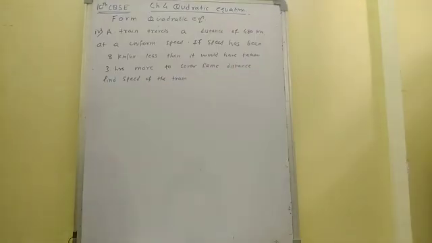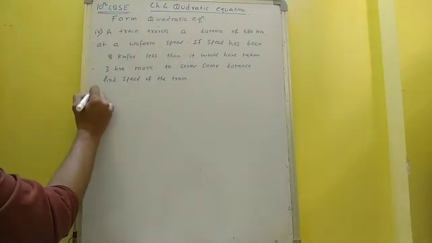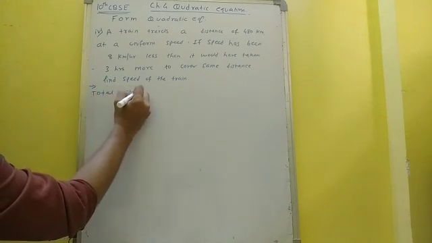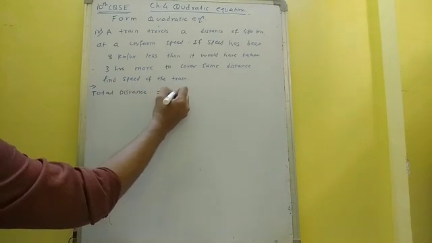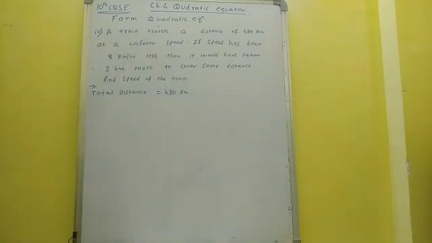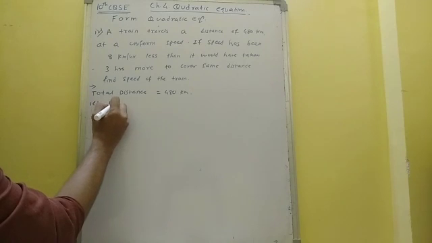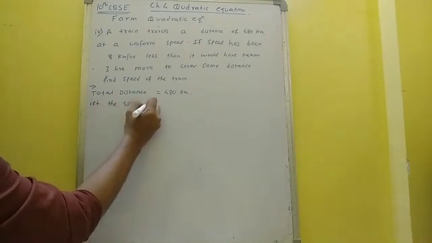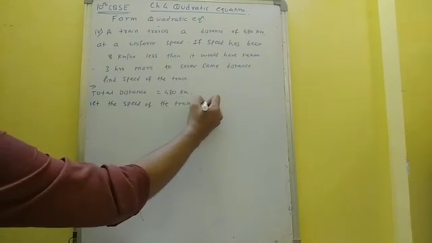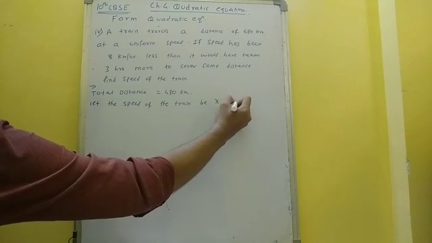Okay, the fourth question is, a train travels a distance of 480 kilometers. So total distance is 480 kilometers. Okay, and it is traveling at a uniform speed. We don't know about the speed, so we'll take, let the speed of the train be x kilometer per hour.